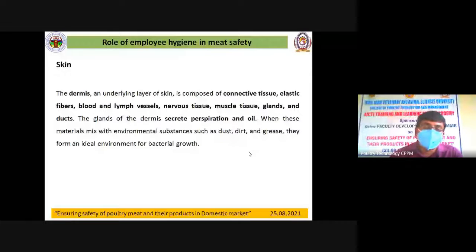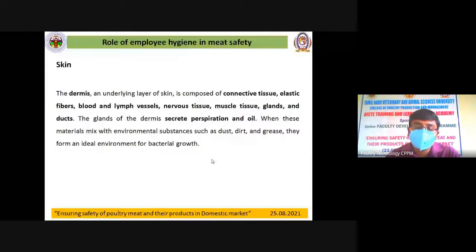The dermis is the layer underlying the corneum, and it is composed of connective tissue, elastic fibers, blood and lymphatic vessels, nervous tissue, muscle tissue, glands, and ducts. So these glands of the epidermis secrete sweat, that is perspiration, and oil.